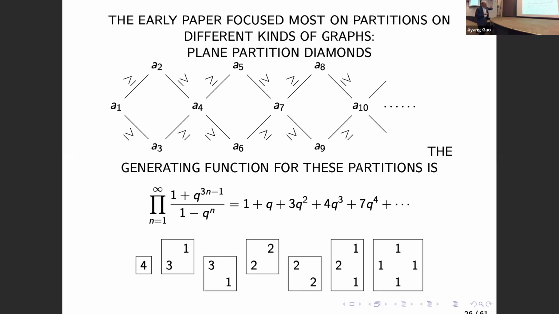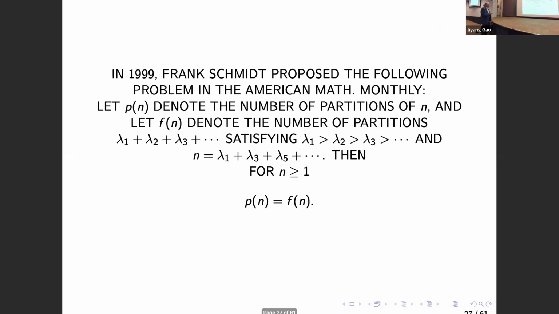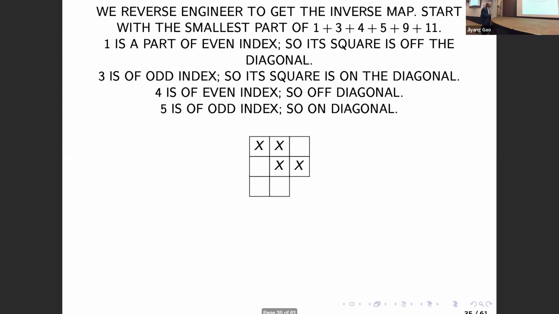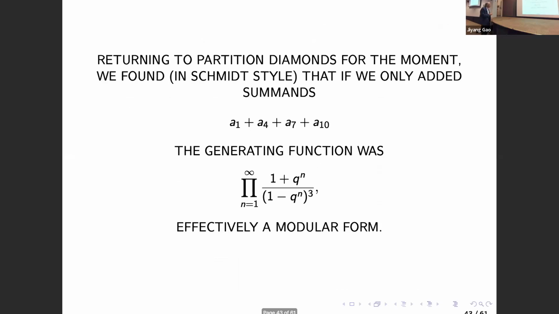Anyway, now instead of adding up all the summands, we just add up those, and the generating function in this case turns out to be this expression, which is effectively a modular form, and thus there are very interesting and nice arithmetic properties of the coefficients of the power series expansion of this product.